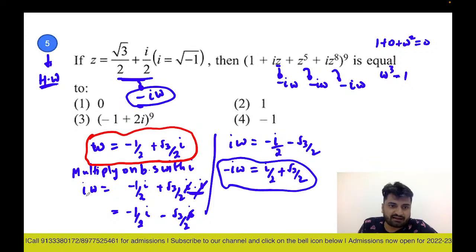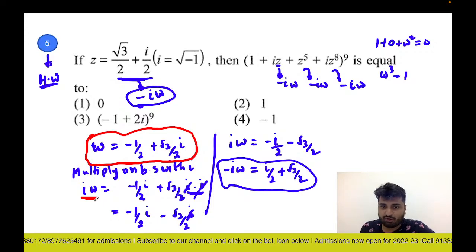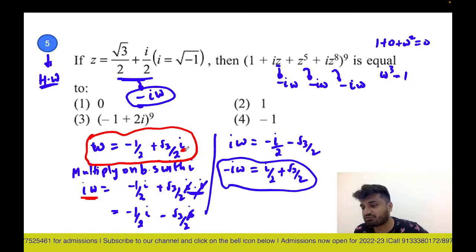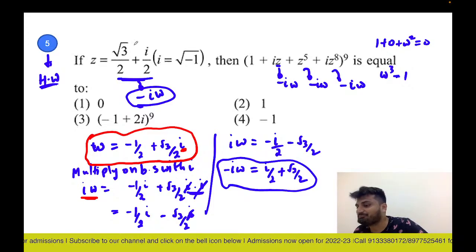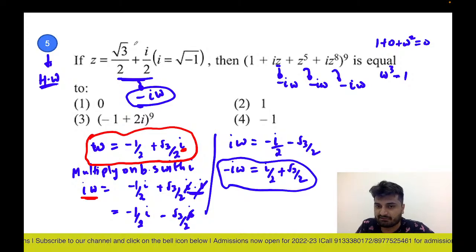So you can write in terms of i omega. When you are multiplying with i, why are you doing this? Because here you have i square is minus 1. You are observing that the i switched from root 3 by 2 to 1 by 2. That is why we are multiplying with i on both sides. So when you do that, it becomes easy.